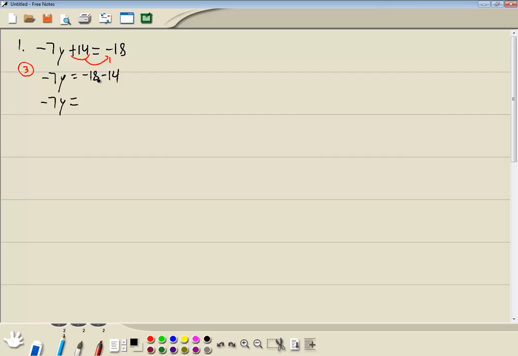At any step, combine together numbers. Negative 18, negative 14 gives us negative 32. Step 4. Divide both sides by the number in front of your y, which is negative 7. And when we do that, those negative 7's are going to cancel. And negative divided by negative, the negatives cancel, and we got 32 over 7. And that's our answer.